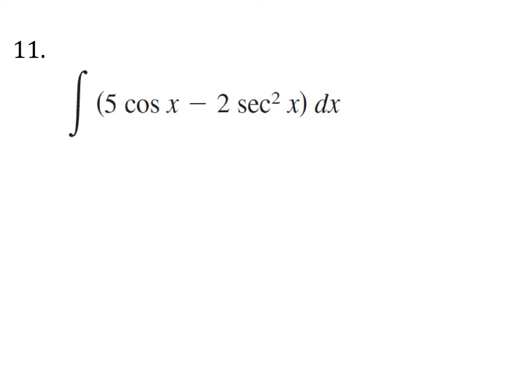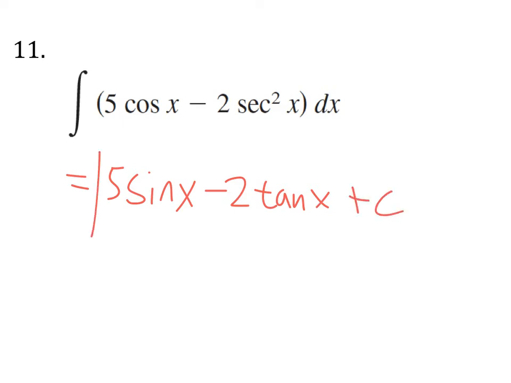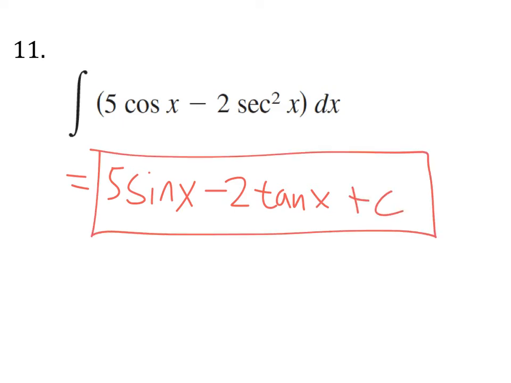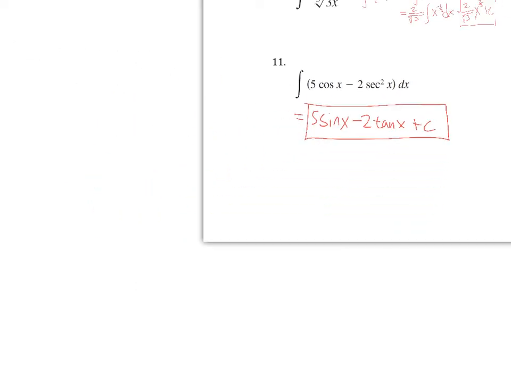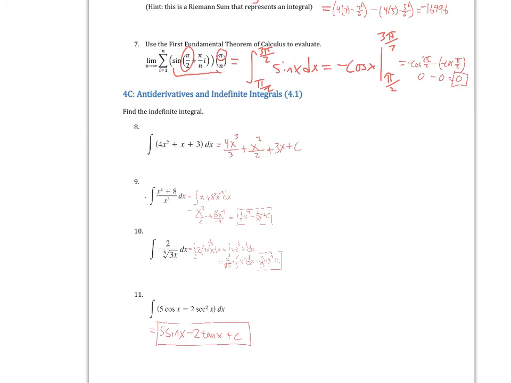Cosine and secant squared, getting some trig derivatives going on here. So the antiderivative of cosine is sine. The antiderivative of secant squared is tangent. And we've got our constant. That's all that one is. All right, cruising along.